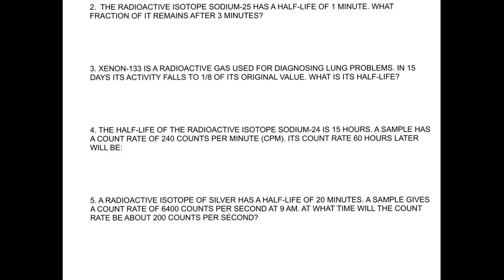The radioactive isotope sodium-25 has a half-life of 1 minute. What fraction of it remains after 3 minutes? So what you have to do here is work out how many half-lives have occurred. And because it's 3 minutes and 1 goes into 3 minutes 3 times, 3 half-lives have occurred. And then all you have to do, because you're finding out a fraction, is do a half times a half times a half to find that 1/8 remains after 3 minutes.